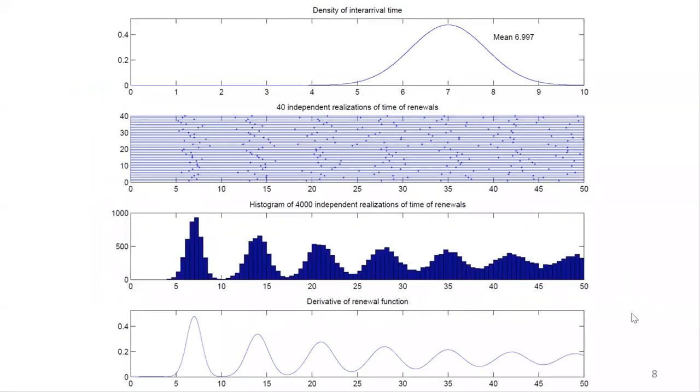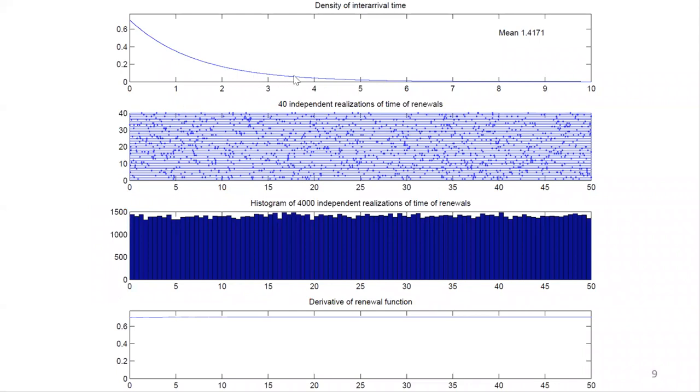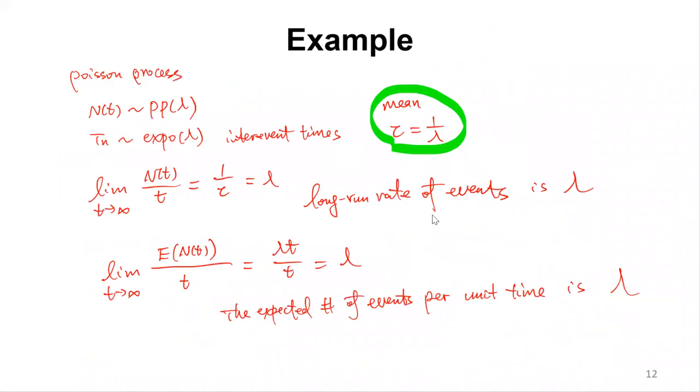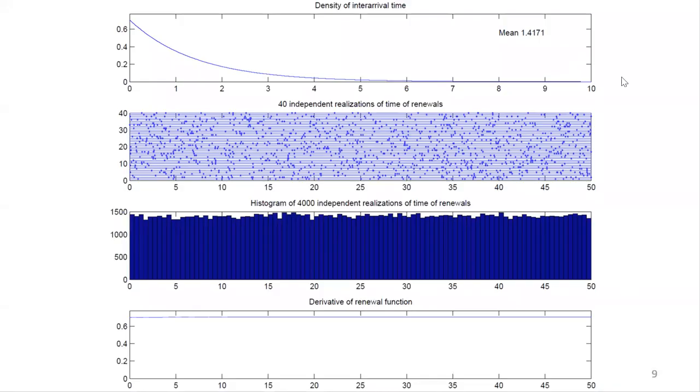If you look at this exponential, right? This is the interarrival time. This is actually a Poisson process, and we can have this mean is actually 1/lambda. So let's have a look at this mean. This exponential mean is actually 1/lambda. So the expected number of events per unit time is lambda. So if we have 1/lambda equals 1.4, then lambda is 1/1.4.